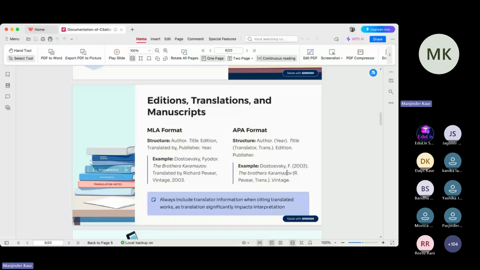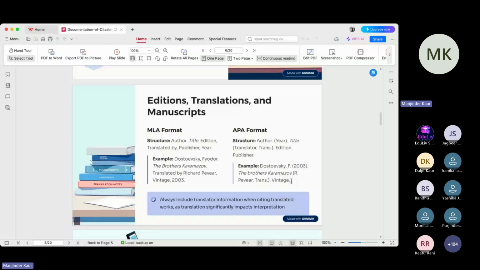I'm not writing Fyodor. I'm merely writing F, followed by a period. The year of publication will come first, in parenthesis, 2003, period. Now the name of the book, The Brothers Karamazov, in italics. The translator in brackets, followed by a comma and "trans.", the short form of translation, in a parenthesis, followed by the publishing house and then a period.